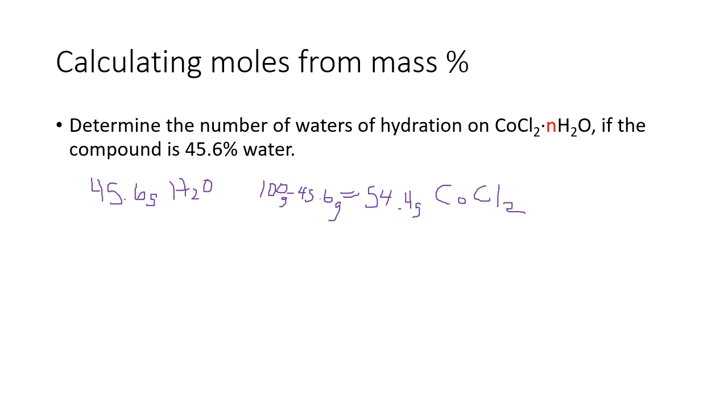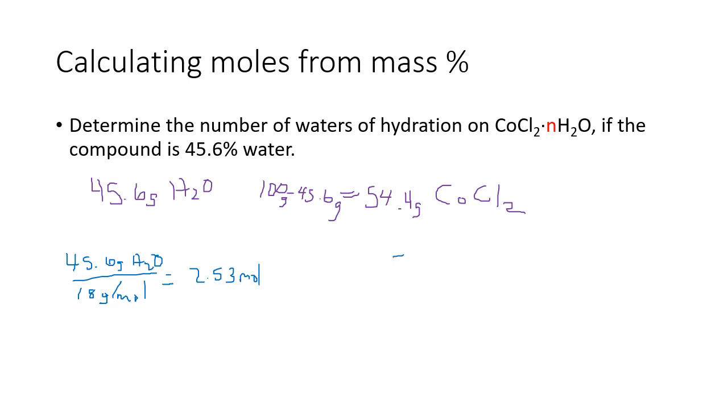Okay, so now we have the mass of each one of these components, but our balanced chemical formula is in moles. So we're going to take this 45.6 grams of water, and we're going to divide by the molar mass, 18 grams per mole. Okay, and when we do that, we get 2.53 moles.